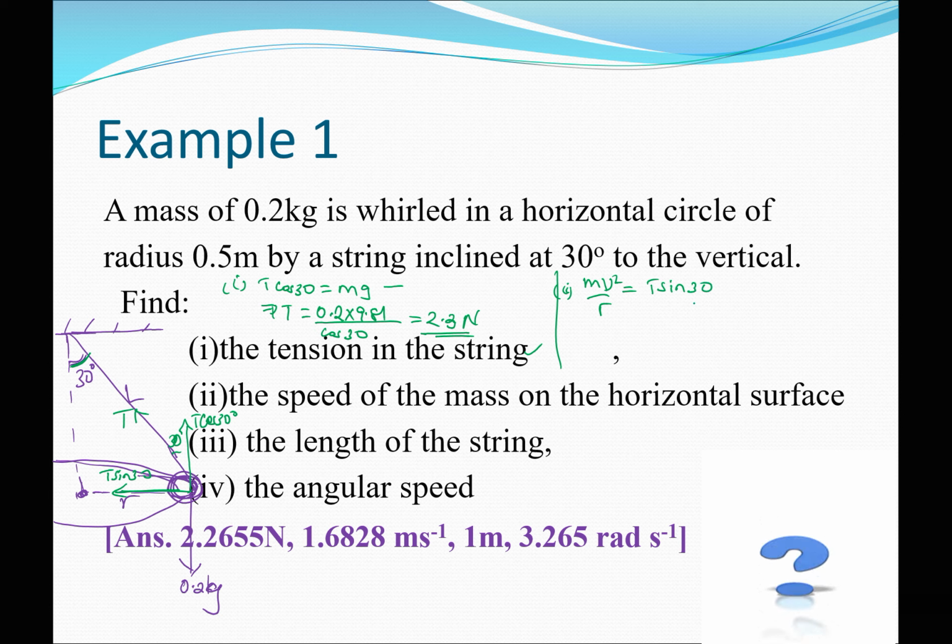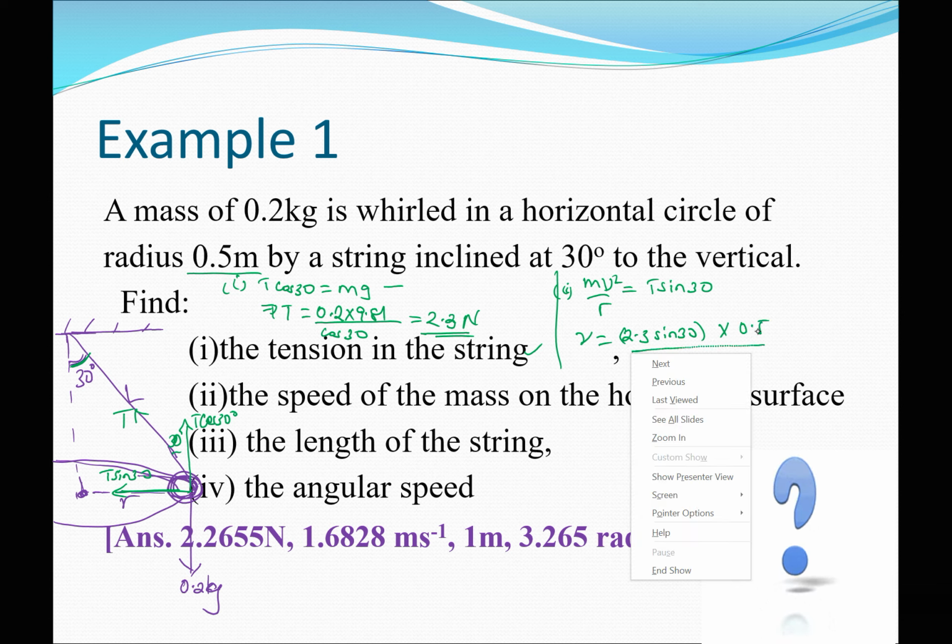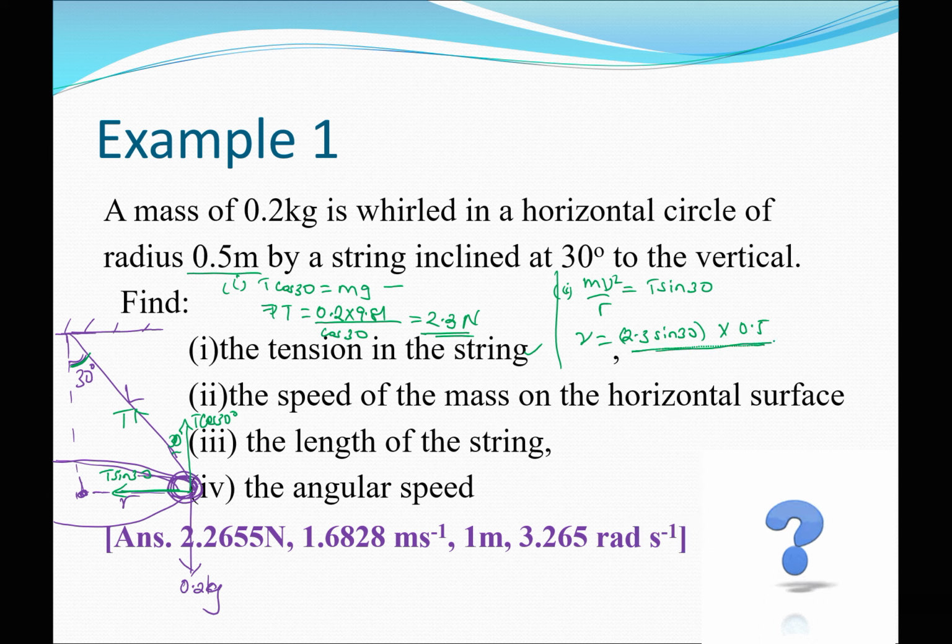So I have the radius. I think they've given us the radius of the horizontal circle as being 0.5. T, we have already got it as approximately 2.3. So I want to find v. So v is going to be T, which is 2.3, sine of 30, times r, which is 0.5, then divide by the mass, which is 0.2. Then this should be under the square root.